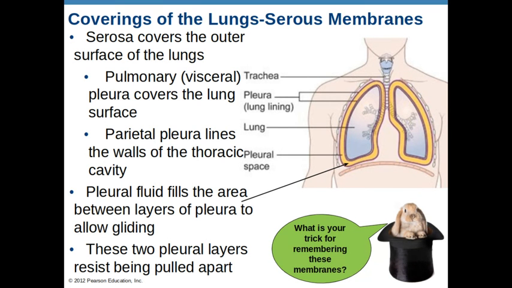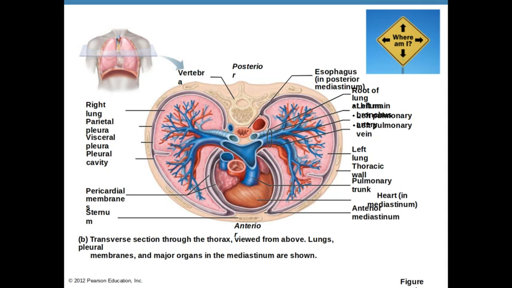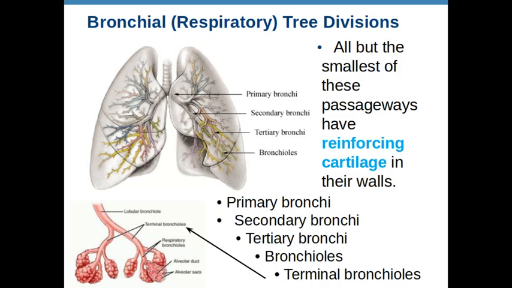So don't forget those two: the visceral hugging the organ, the parietal lining the cavity that the organ is found in. Remember, the pleural fluid found between those two membranes allows this lung to expand and contract as you go through the process of respiration. The interesting thing is that the last bullet point says these two pleural layers resist being pulled apart. We're going to talk about that negative pressure, where they basically suck to each other so that normal lung function can happen. We'll talk more about that in a little bit. Here is another view of that diagram. We're going to see that a lot.